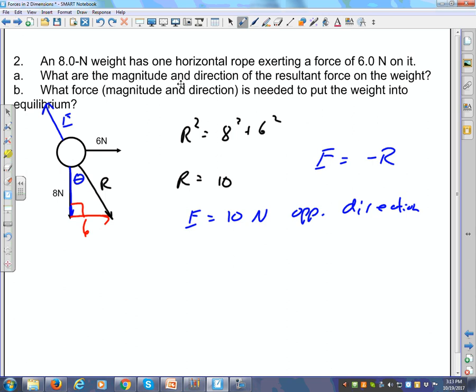What are the magnitude and direction of the resultant force on the weight? What force is needed to put the weight into equilibrium? That's all I was asking. I thought I was going to have to find a degree. Well, you should, but then I guess if this is south and this is east, then you could come up with an angle, right? Yeah, but it didn't really state it. Doesn't state that. No. Johnny, pay attention, man.